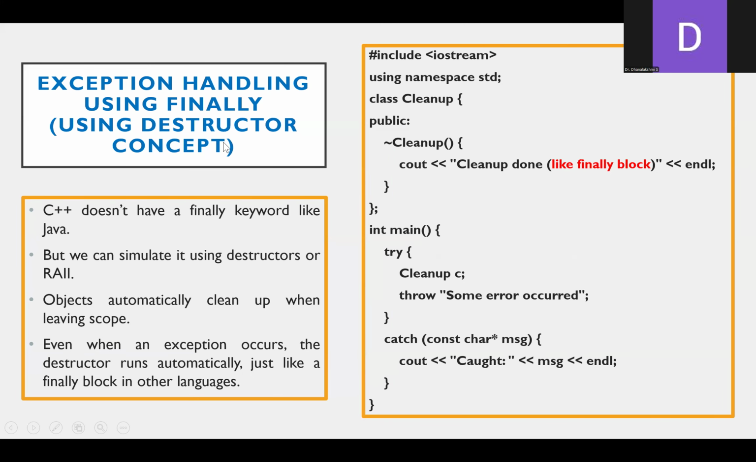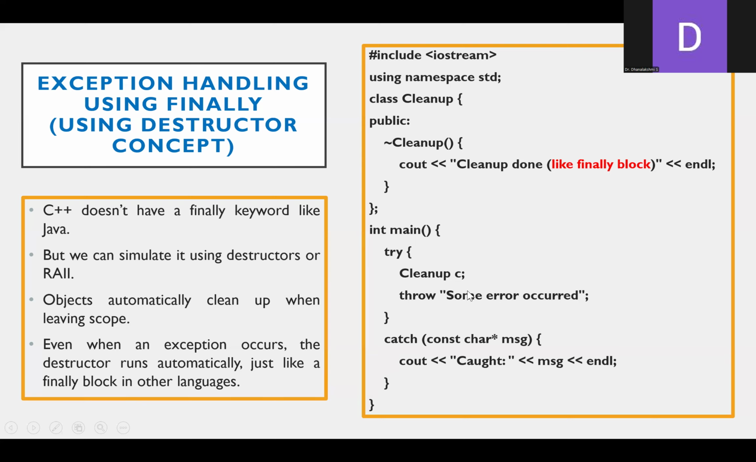Coming to the last topic of exception handling: using finally, using destructor concepts. C++ does not have a finally keyword like Java. Finally is a keyword that's there in Java, but it's not there in C++. But we can simulate it using destructors or RAII, which we have seen previously in the programs we have talked about. Objects automatically clean up when leaving the scope. Even when an exception occurs, the destructor runs automatically, just like a finally block in other languages.